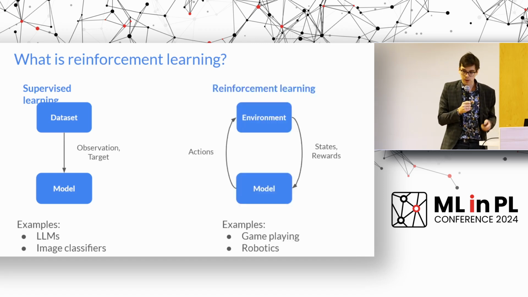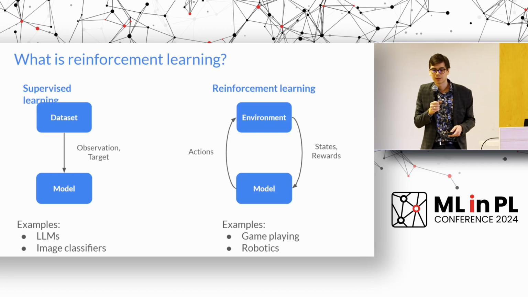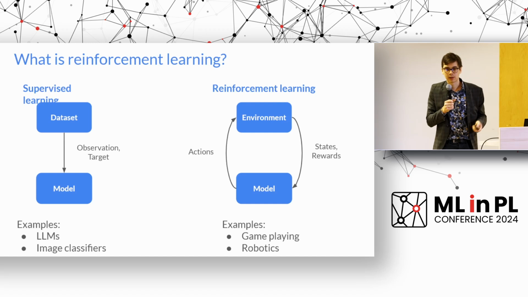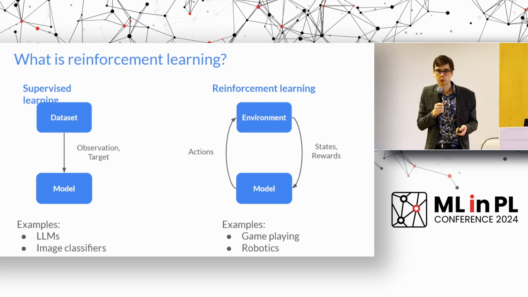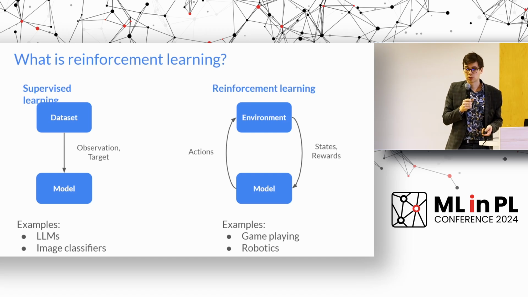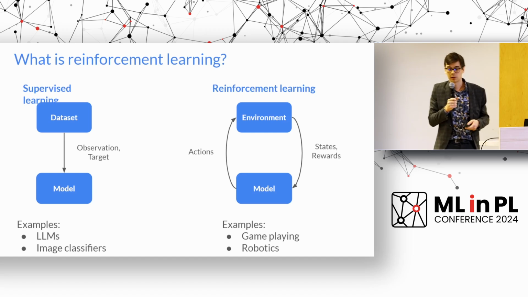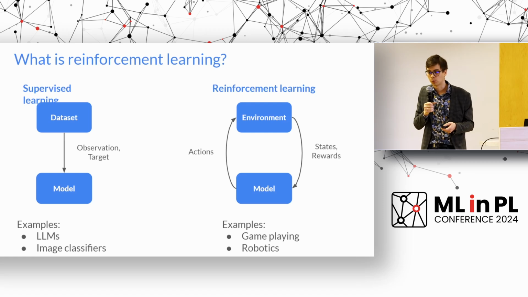In contrast, in reinforcement learning, we don't have this single direction from the data set to the model. Instead, we have this loop. We have the environment that gives us the state, which basically tells us what is currently going on in the environment, and the reward, which tells us how well we are doing currently. And then we have the model, which, based on the states, tries to give actions such that in the end we will maximize the rewards.